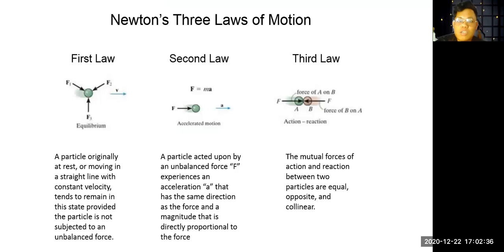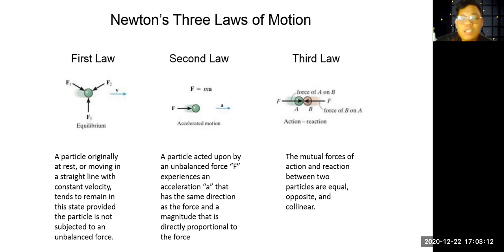Newton's three laws of motion. First law: a particle originally at rest, or moving in a straight line with a constant velocity, tends to remain in this state provided no unbalanced force acts on it. It means that if you apply the same forces equally to every angle of the body, the body remains at rest. If it's moving in a straight line, it stays in a straight line.